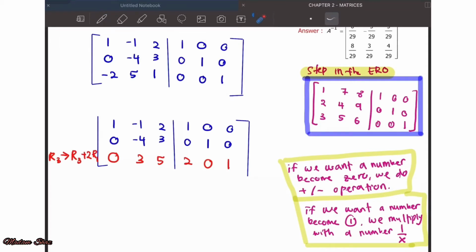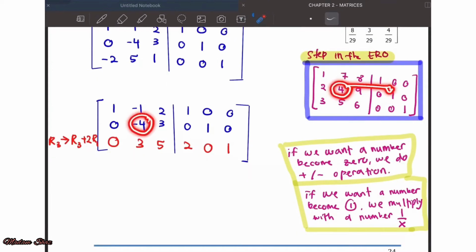Okay, so now we have changed negative 2 become 0. So we have settled step number 3. So now proceed for the step number 4. So step number 4, we want to change this element become 1, for the position negative 4. For negative 4, in order to become 1, negative 4 should be multiplied with negative 1 over 4, so that it will become 1, because we can cancel out 4 and 4.